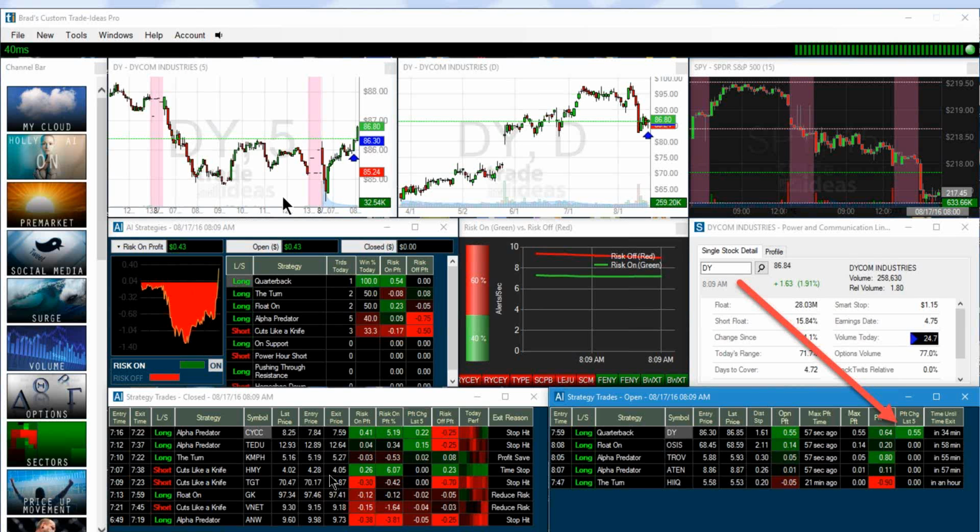That's not how the market works, but you have to notice some of the different data points that we're presenting to you. Profit change over the last 5 minutes, the risk on profit, the risk on profit in dollars. So we're giving you the percentage as well as the dollars right here.